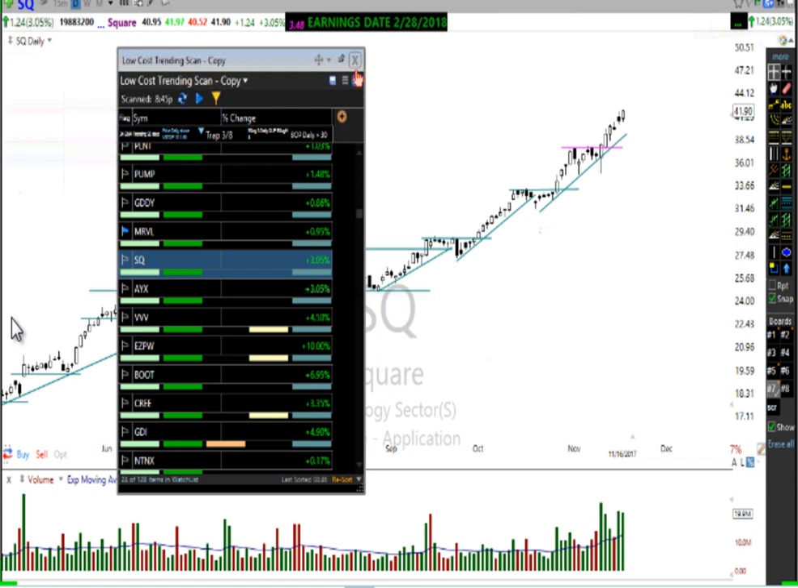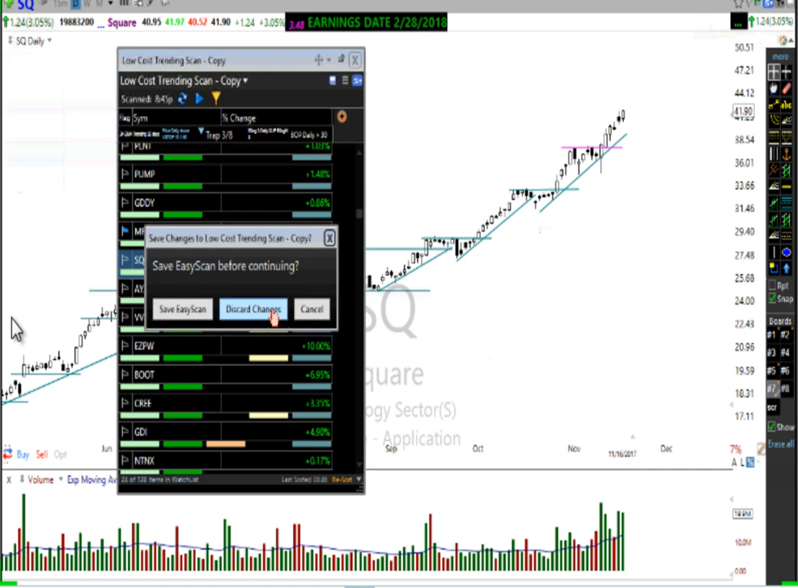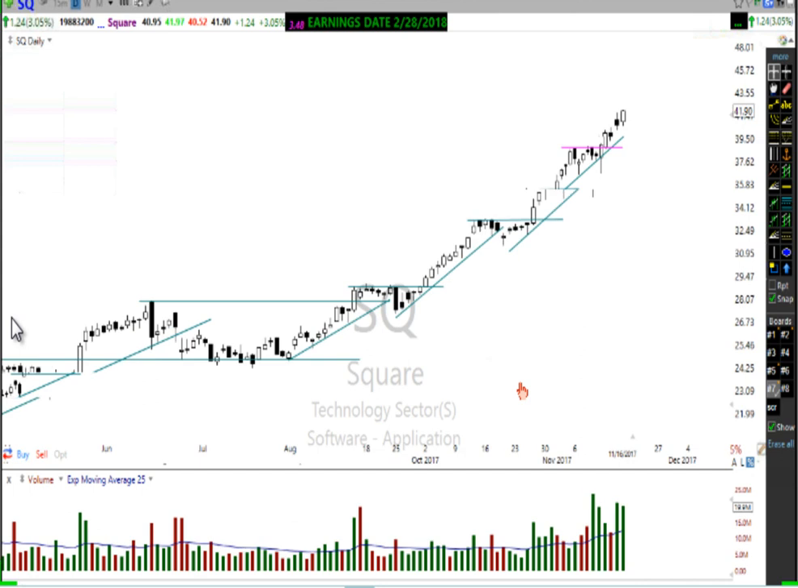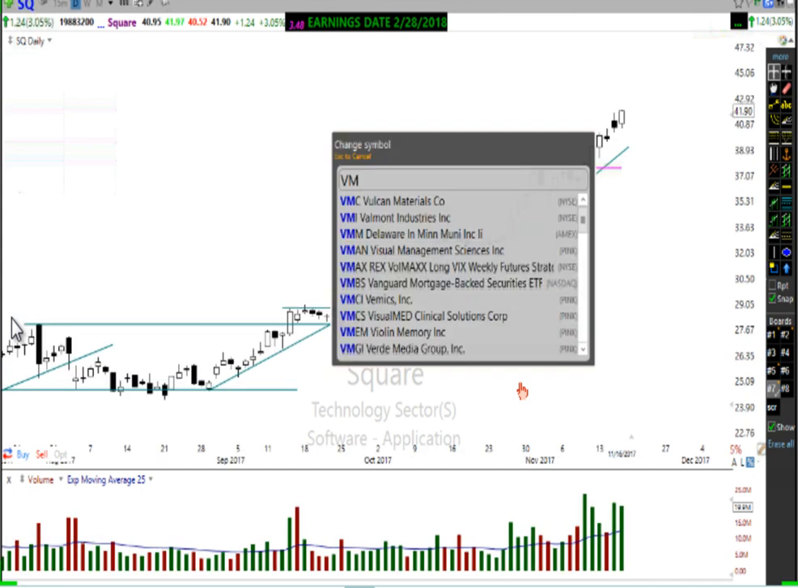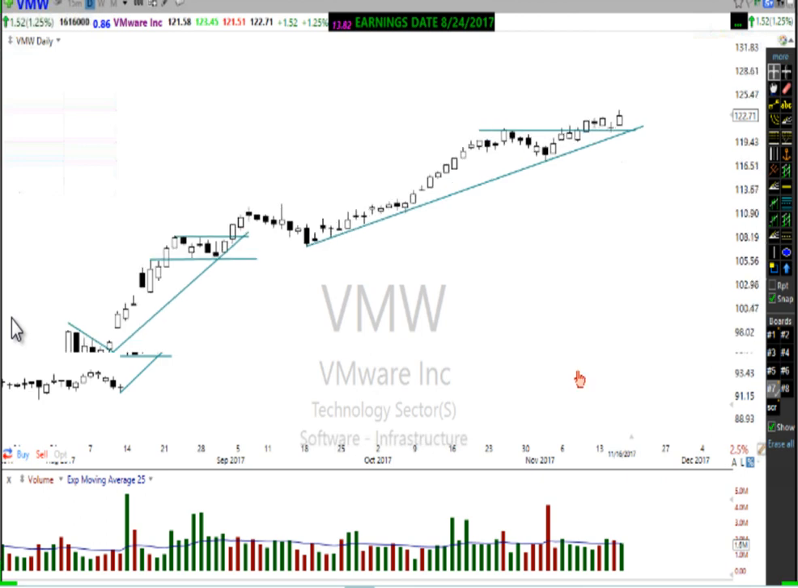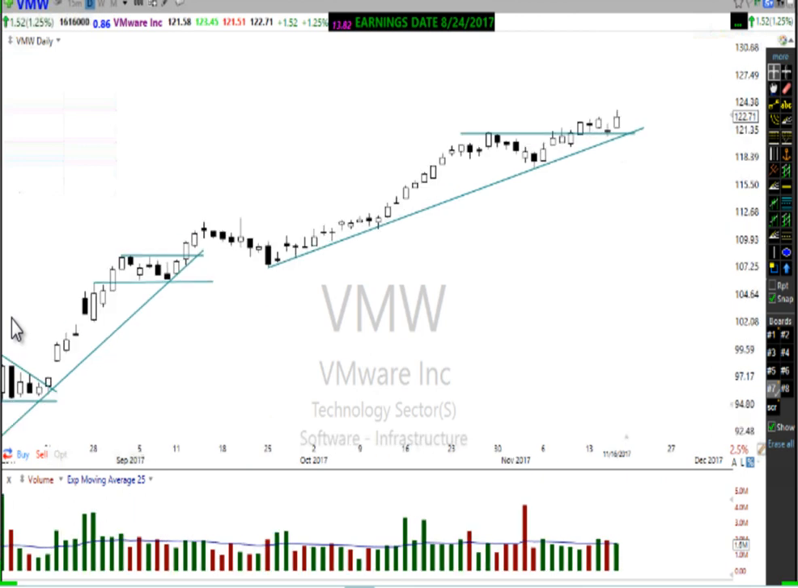Let me give you a chart that you guys might really like. That's setting up right now. VMW. Yes, how to make that scan is in the ebook. How to build a qualified watch list is in that ebook. Yes. VMW right here. Beautiful potential trade.